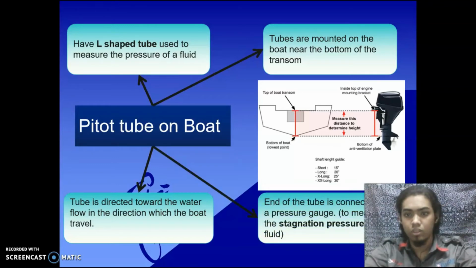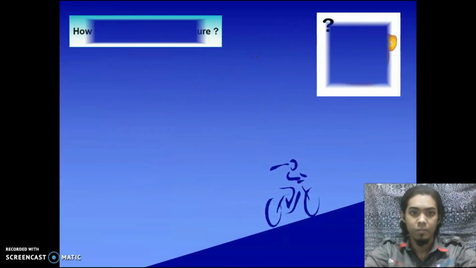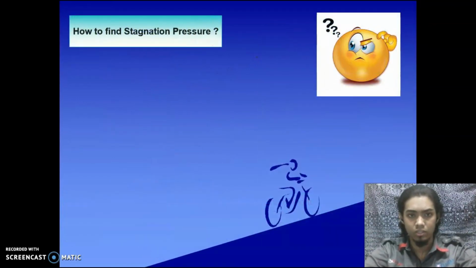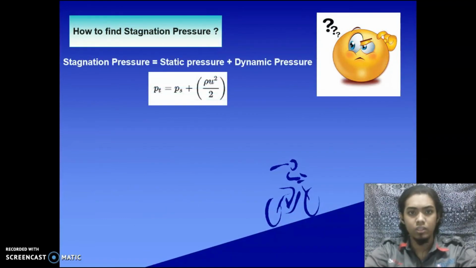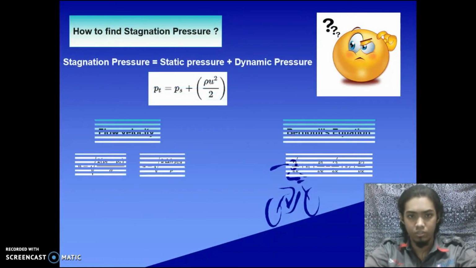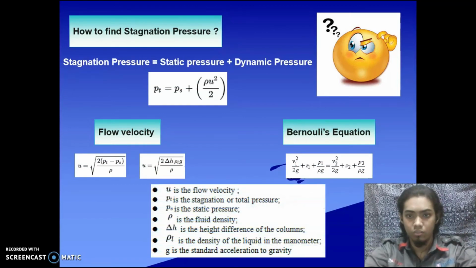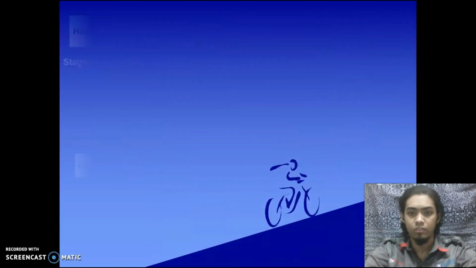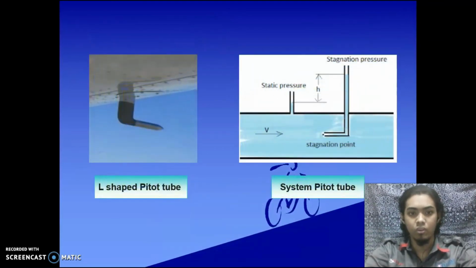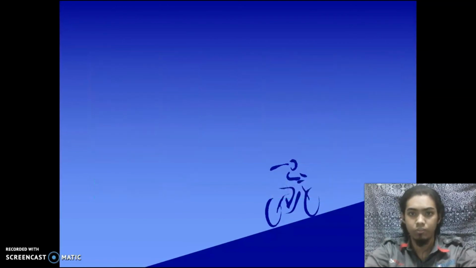The end of the tube is connected to a pressure gauge, which is to measure the stagnation pressure in the fluid. Stagnation pressure is the static pressure at a stagnation point in fluid flow. How to find stagnation pressure? This is the formula for stagnation pressure, the formula for flow velocity, and the formula for the Bernoulli equation. This is the figure for the L-shaped pitot and the pitot tube system.